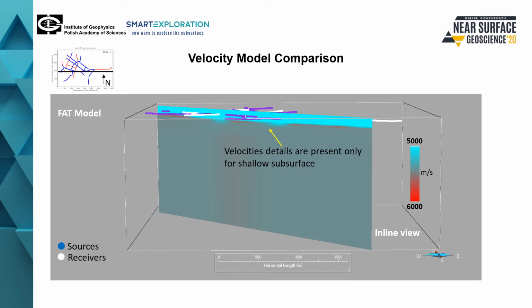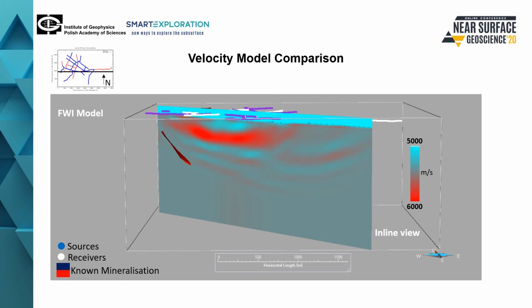Now, I will showcase a comparison between the FAT and FWI derived velocity model for the inline position marked by the black line on the map at the top left. Here, we can see that for the FAT model, the velocity details are present for only the first few meters. On comparison with FAT, we can clearly see that FWI is bringing greater details in depth. We can also deduce several other features marked by the yellow arrow. If we overlay the known mineralization, we can see that it fits very well with the FWI derived velocity model.